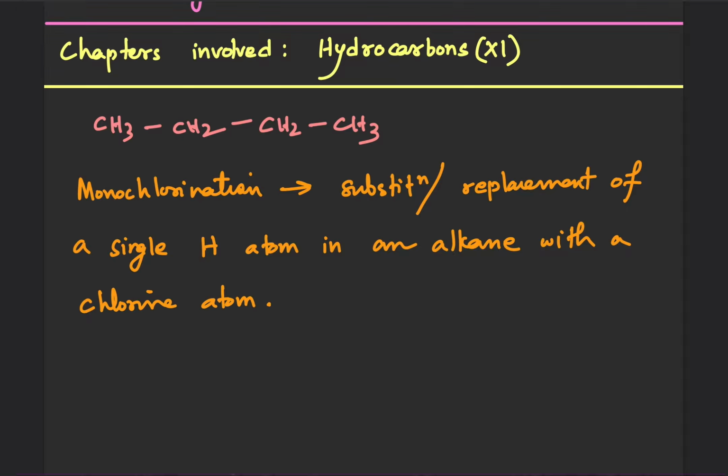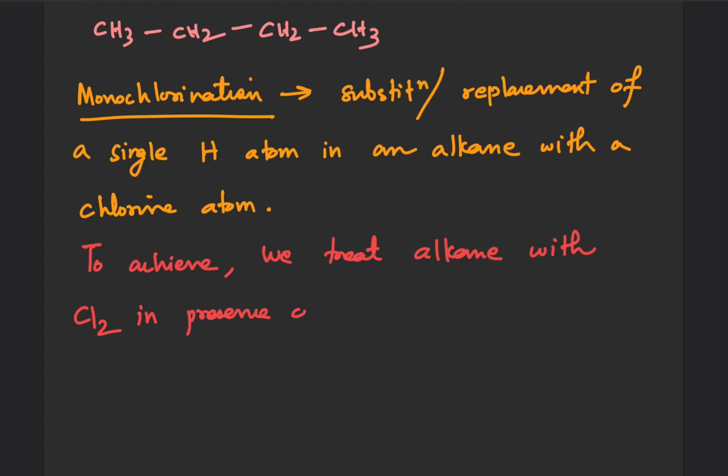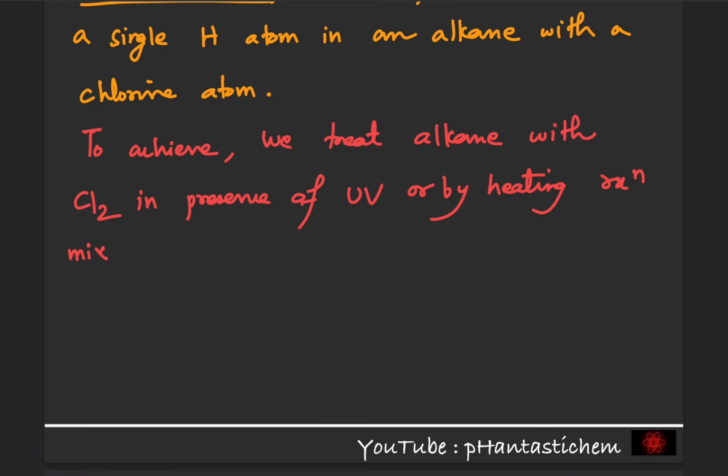To achieve monochlorination, we treat the alkane with chlorine gas, that is Cl2, in presence of UV light or by heating the reaction mixture to 520 to 670 Kelvin range.